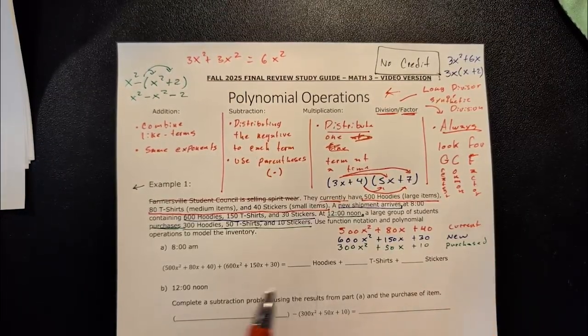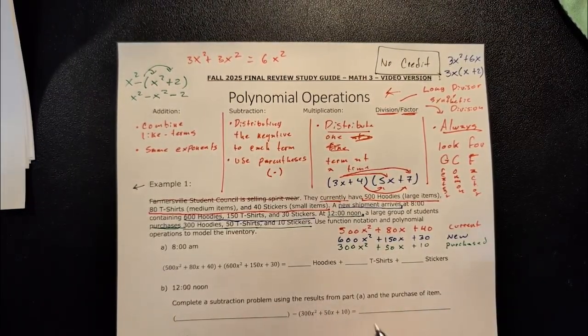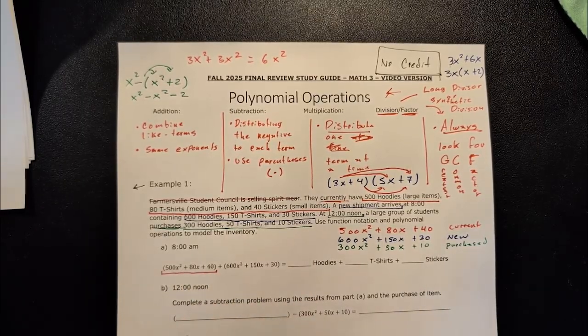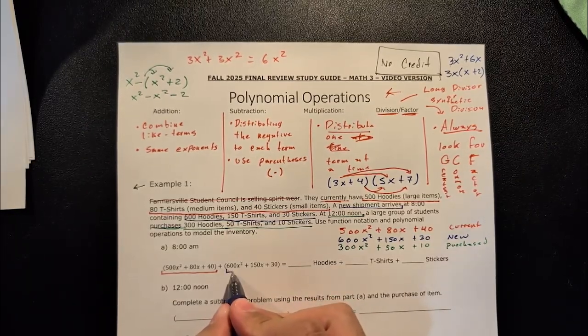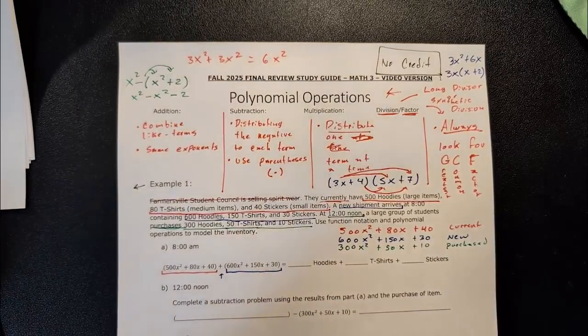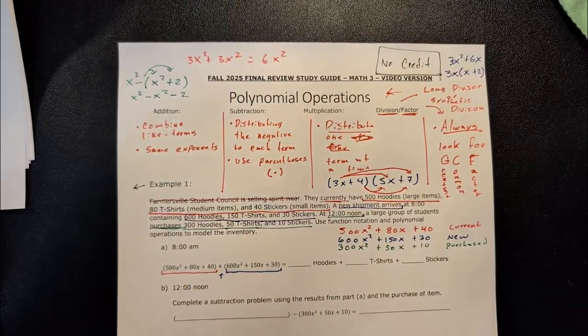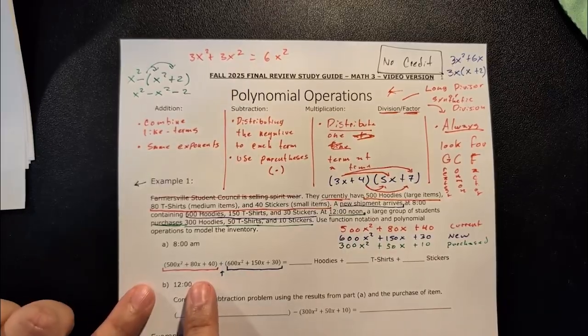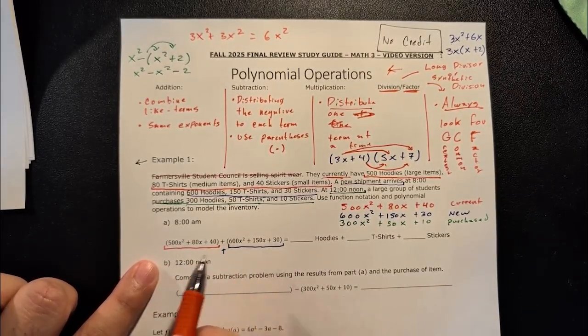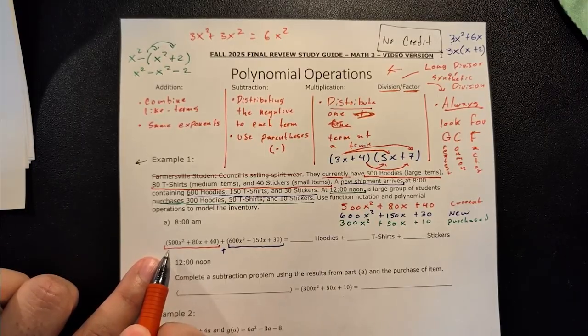So at 8 a.m., we started with our current inventory, and then a new shipment arrived. So we're going to get more stuff, and we're going to be adding it. That's why we have a plus. So if we add these two, well, I can't combine the 500x squared with the 150x, just like how I can't combine 500 with the 30.